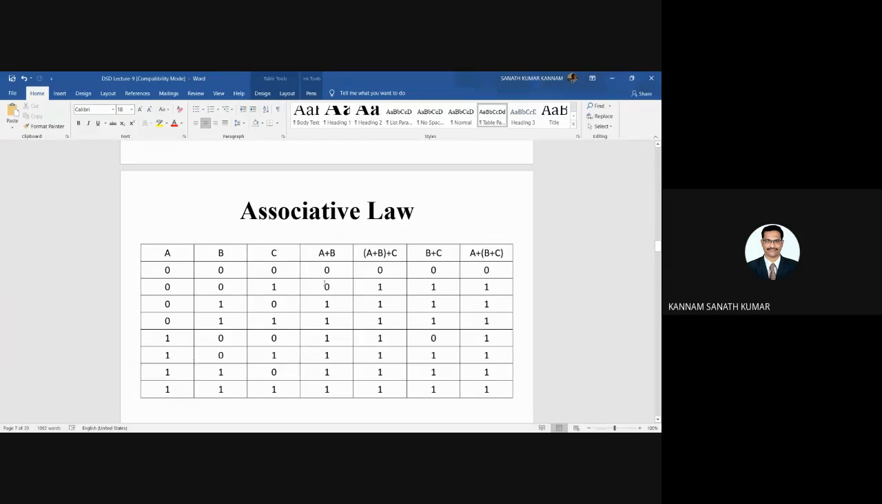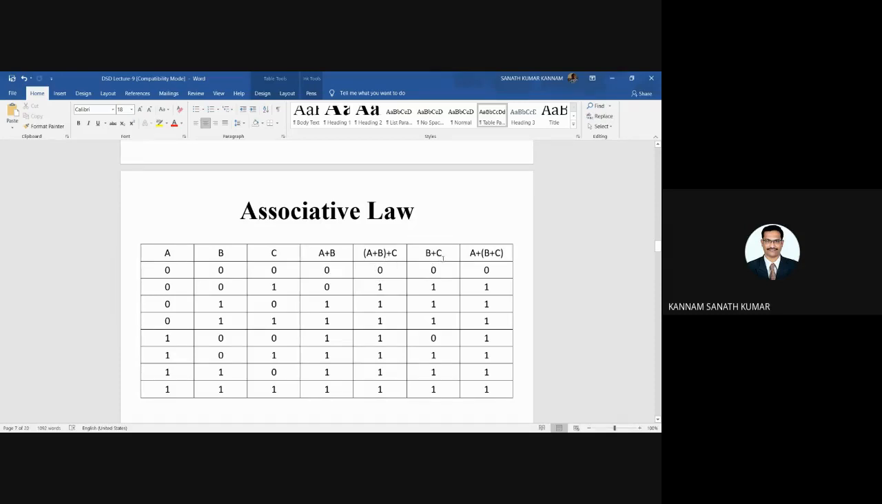First you have to calculate A plus B. If any of the inputs is 1, the output is 1. If two inputs are 0, the output is 0. And then (A plus B) plus C. So these two you have to combine with a logical OR. If two inputs are 0, the output is 0. If any of the inputs is 1, the output is 1. So you are getting the output for (A plus B) plus C.